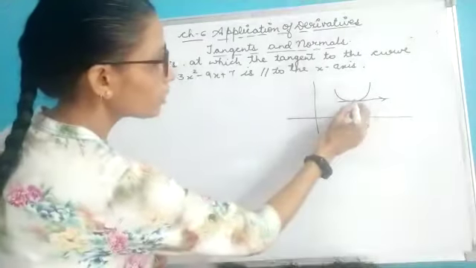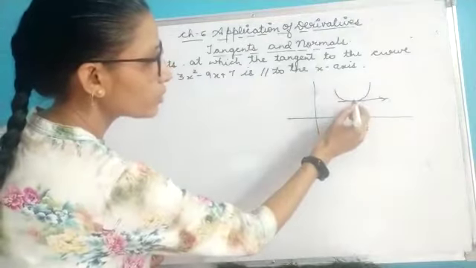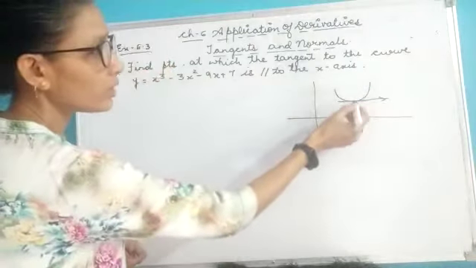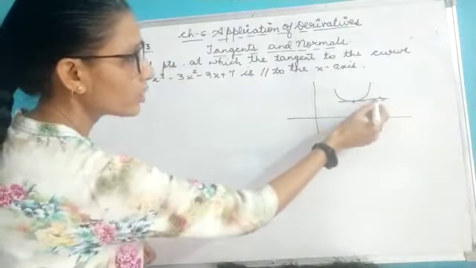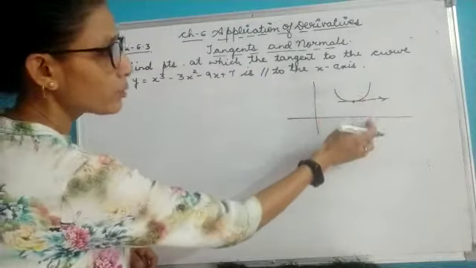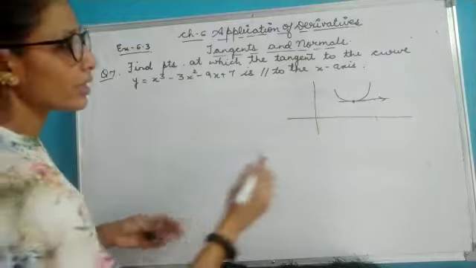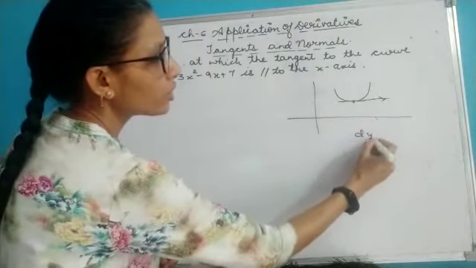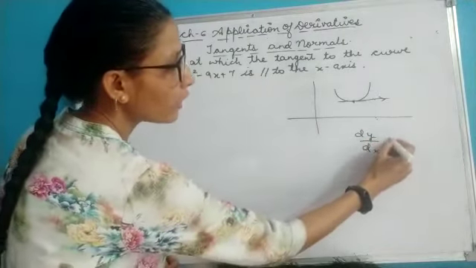That means you need to find out the points on the curve at which the tangent becomes parallel to the x-axis. Children, if it becomes parallel to the x-axis, that means the change in y with respect to x will be 0.